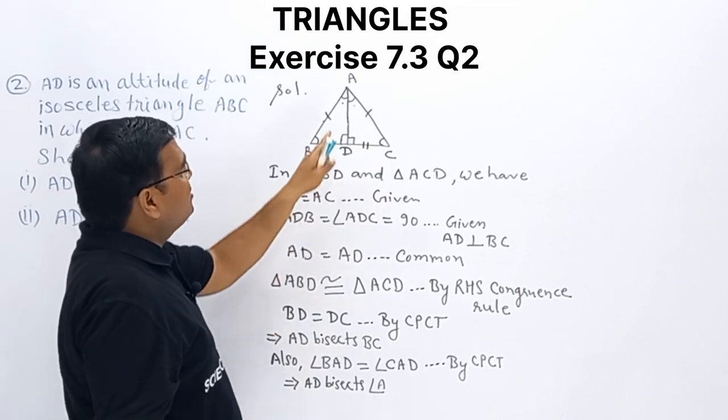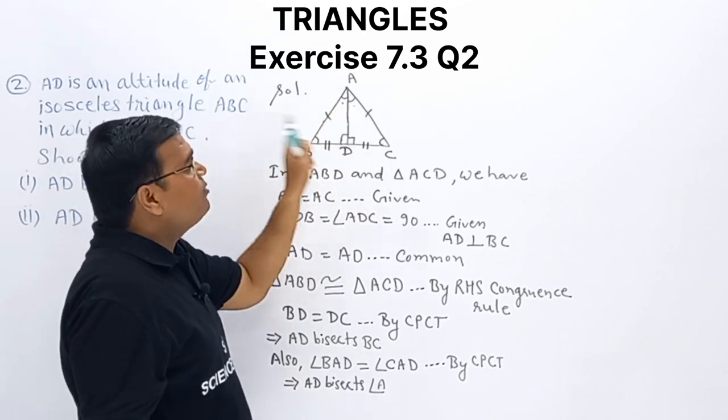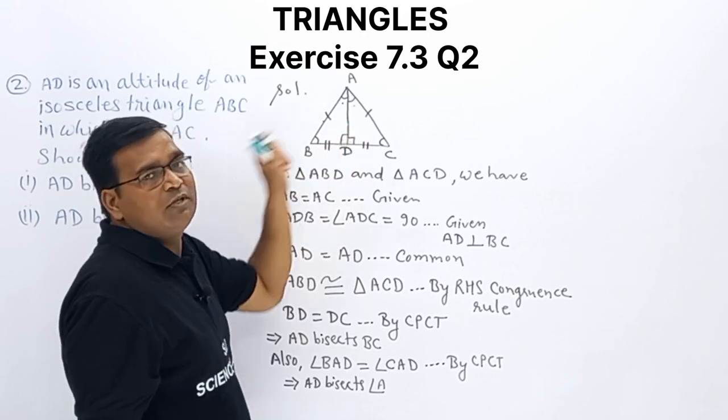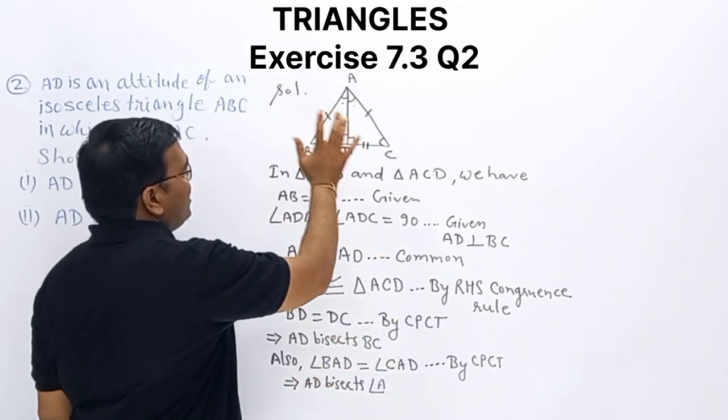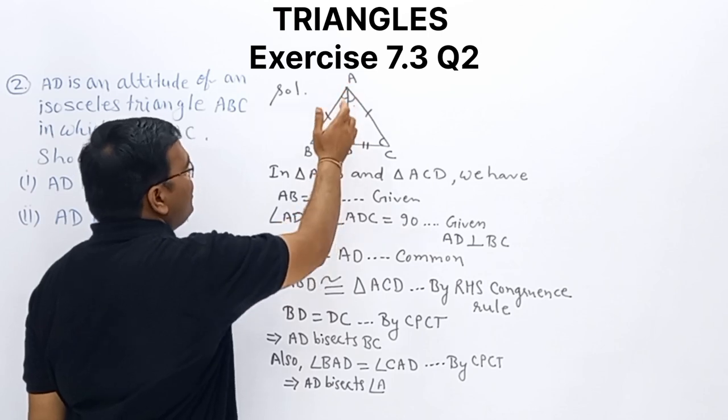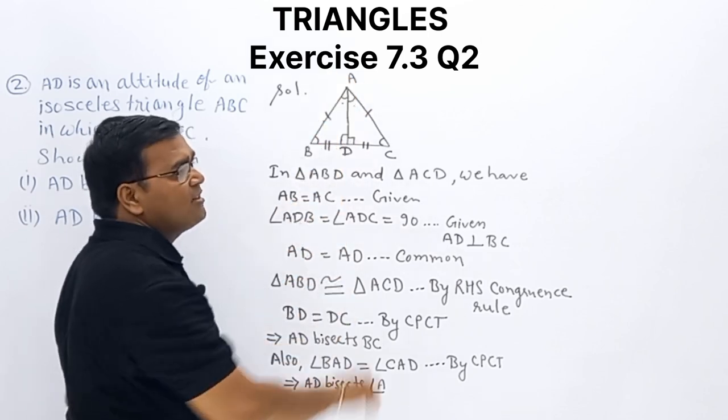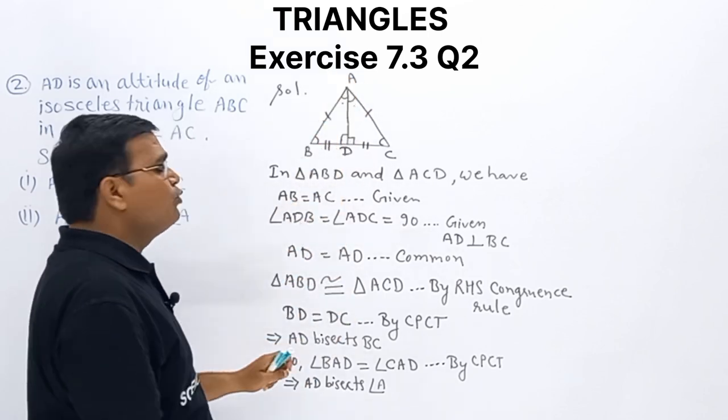And another thing, this angle equal to this one. Why? Because this triangle is congruent to this one. So this angle equal to this one, we can say this AD is bisecting angle A. We proved this one.